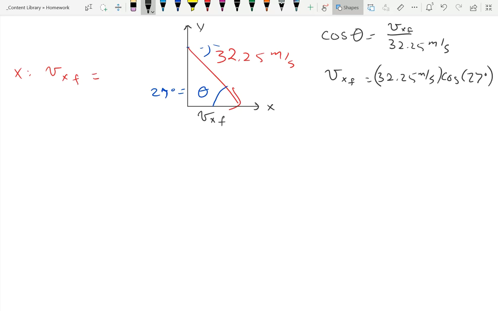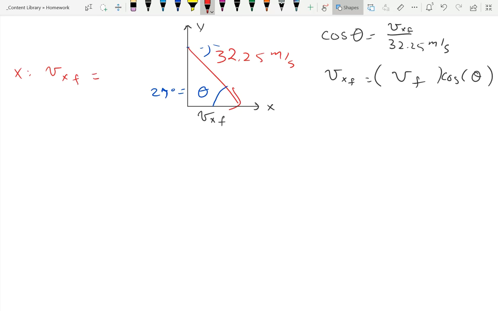So there I have my final speed in the x direction, which is also my initial speed in the x direction. Now, for the sake of this problem, you need to have v final and theta, because you're going to have your answer in terms of the equation. Everyone will have the same answer in terms of the equation. Okay, what about my vy final? Which side of the triangle is vy final?